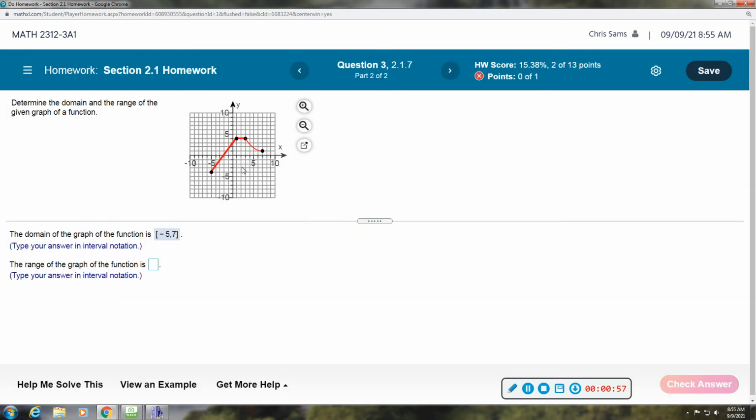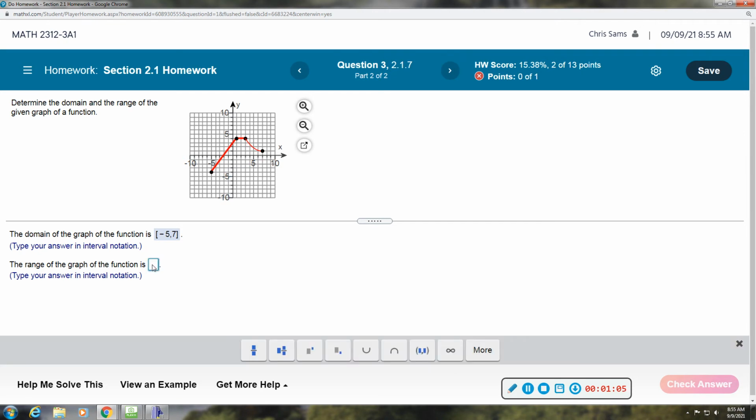Okay, so now we want to do the range. We're going to go from the lowest point to the highest point. So how far down does my graph extend? Looks like -4. Again, solid dot. So we will put it in square bracket. And then how high up does it go? Looks like +4. Again, in square bracket.